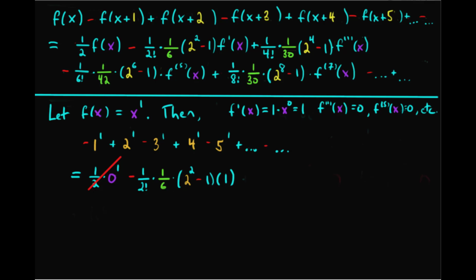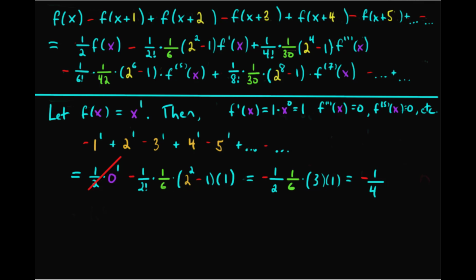that just cancels away, and we're left with the right-hand side being minus 1 over 2 factorial times 1 over 6 times the quantity 2 squared minus 1 times 1. So this just equals minus 1 over 2 factorial, or minus 1 over 2, times 1/6 times 3 times 1, which equals -3 over 12, or -1/4.